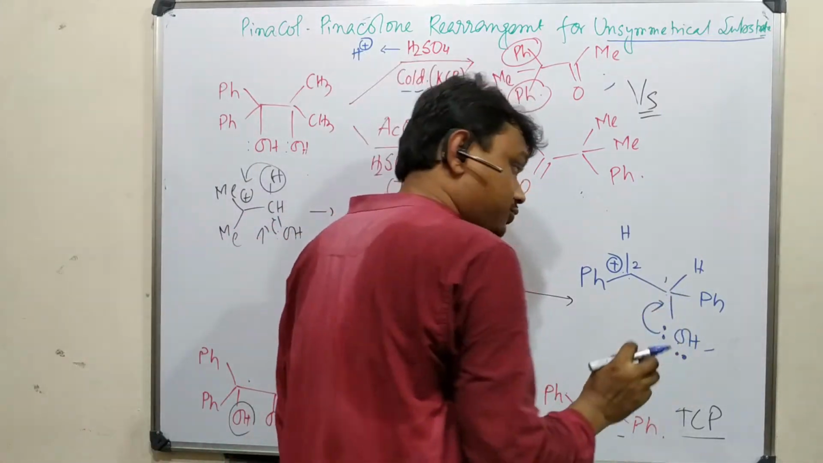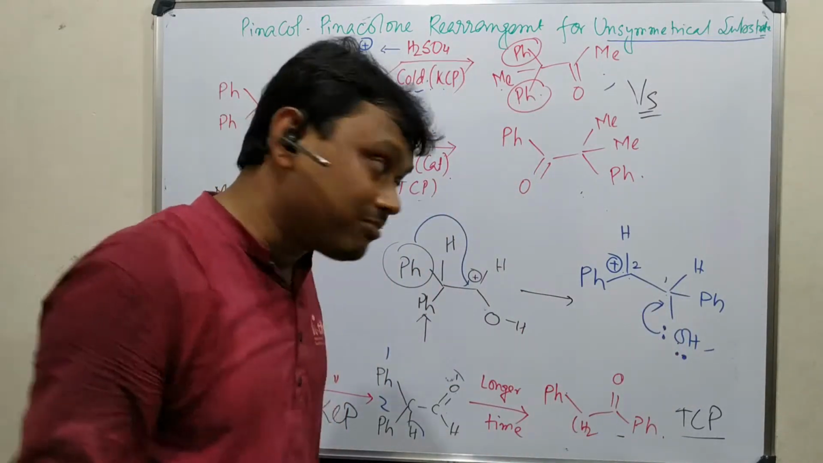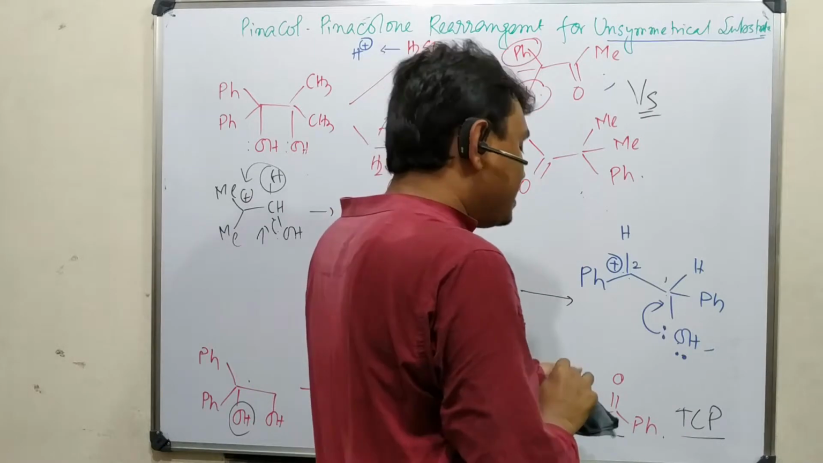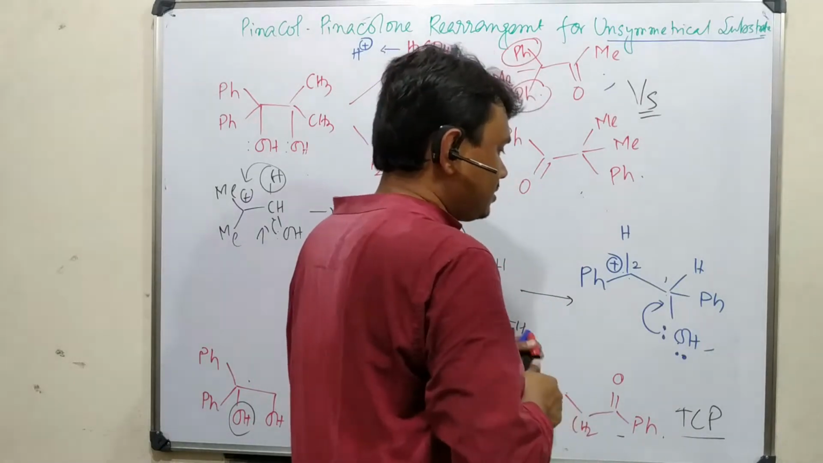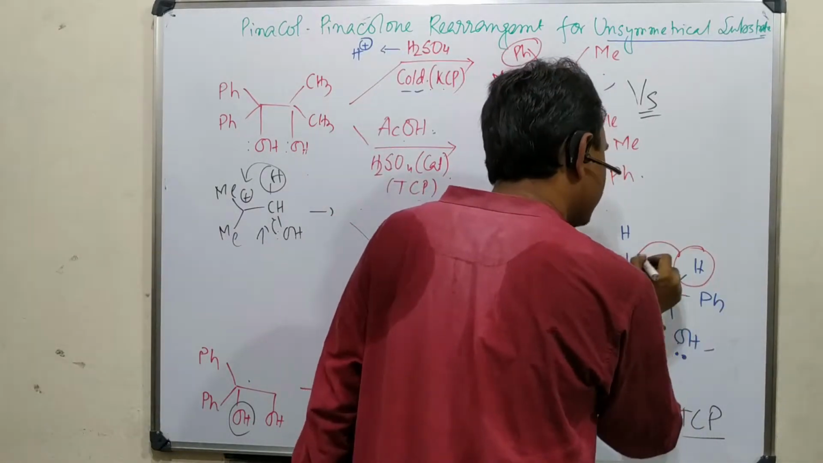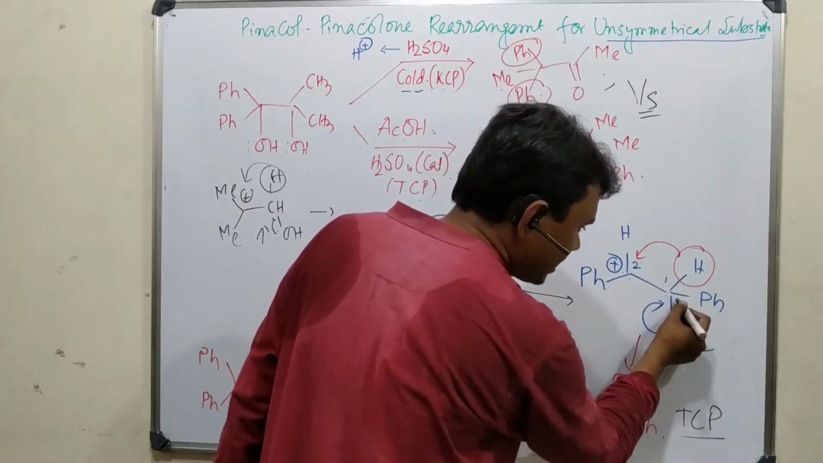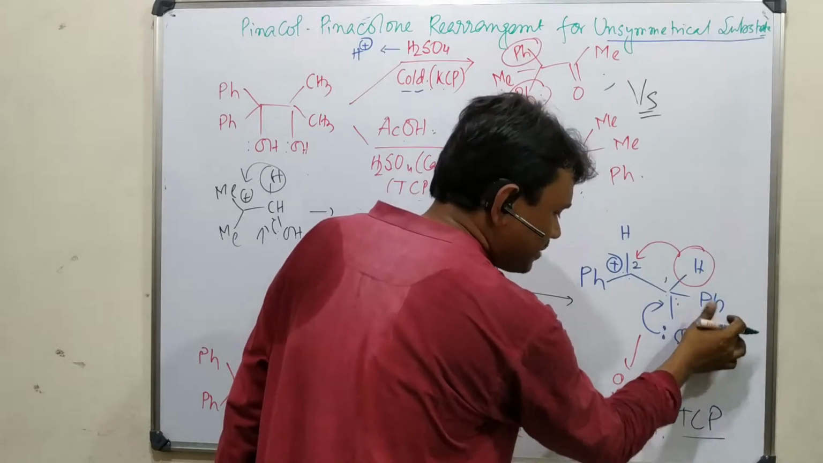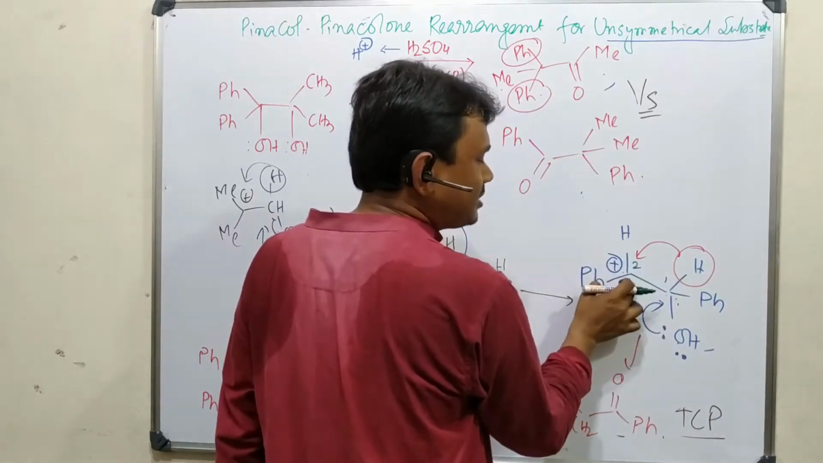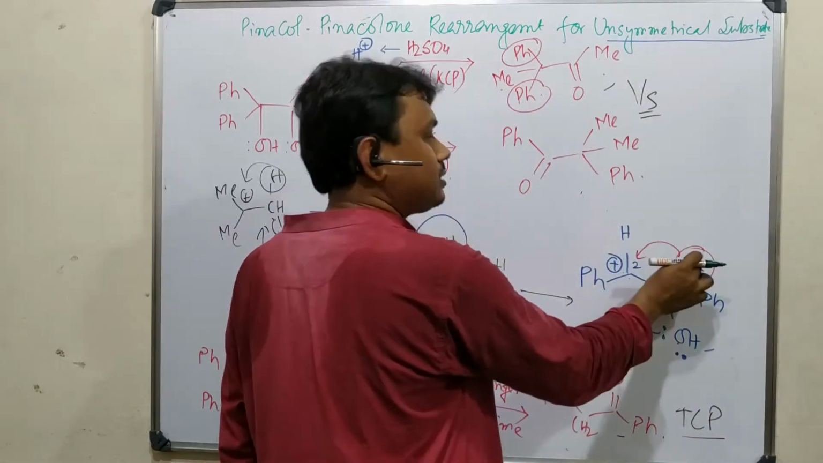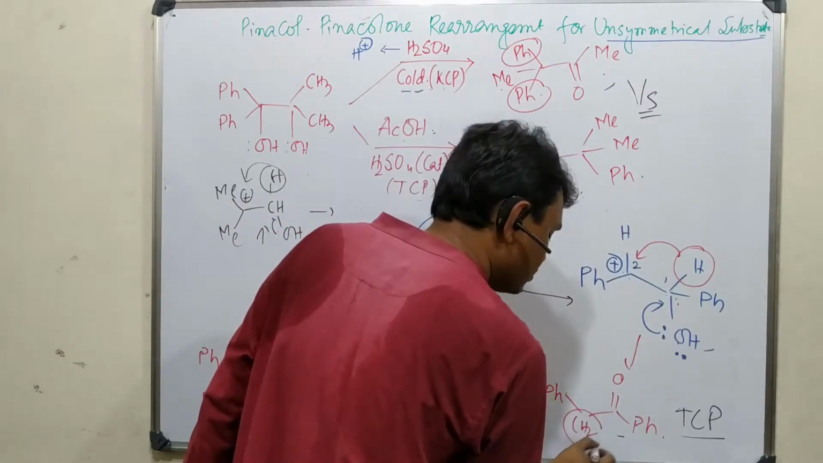But as we know that hydride has a greater migratory aptitude, hydride will migrate. And if this migrates, what will be the product? There will be a double bond here, attached to phenyl. Hydride is migrating: previously one hydrogen was there, one hydrogen is coming, so CH2 and PH.